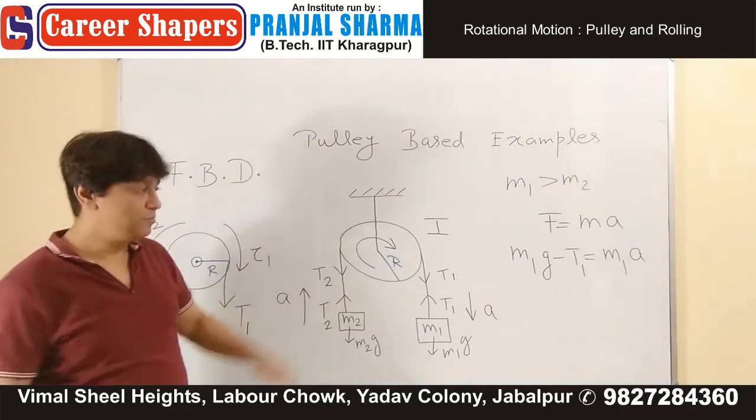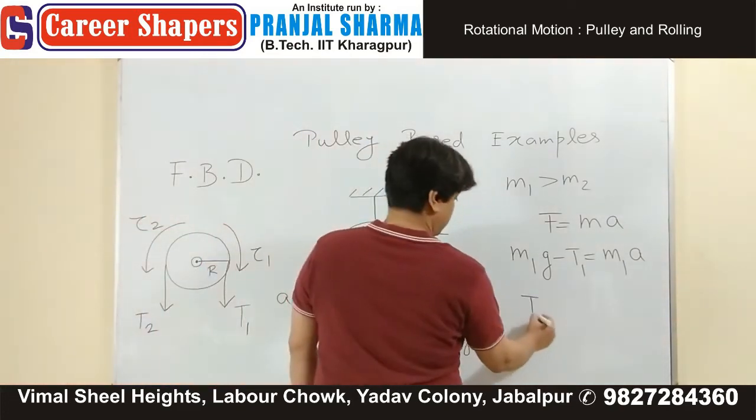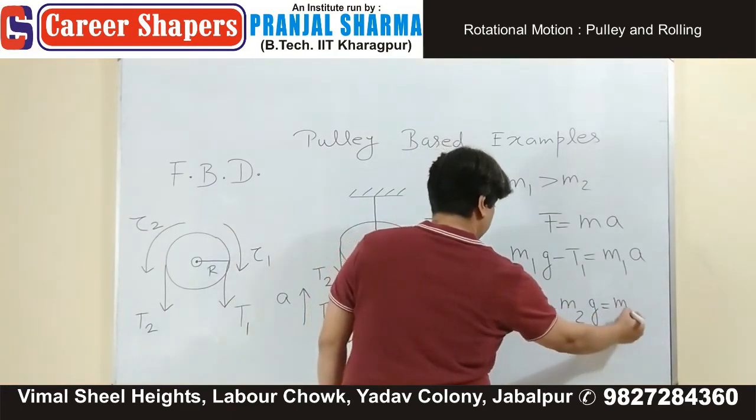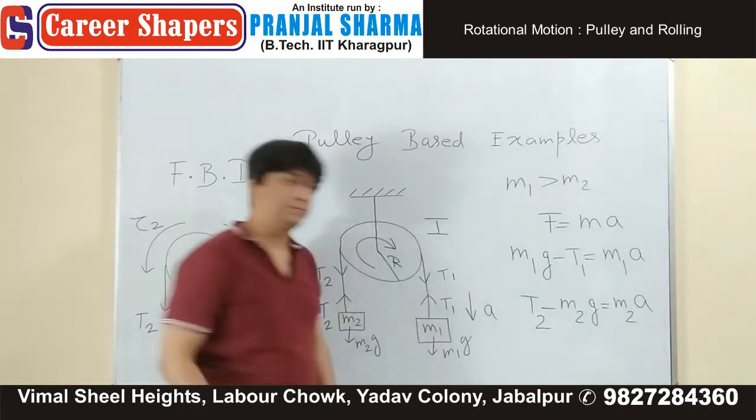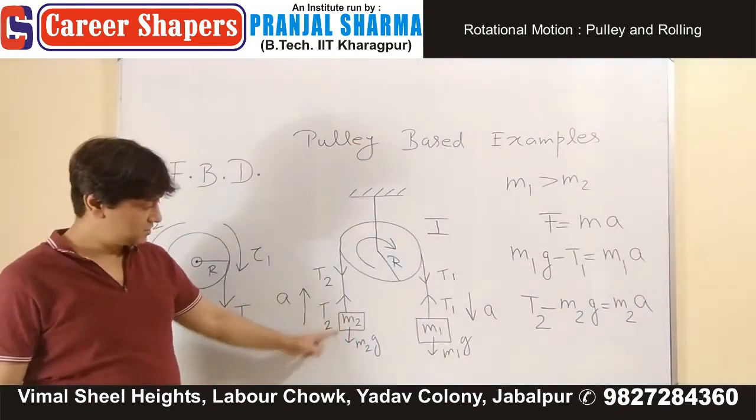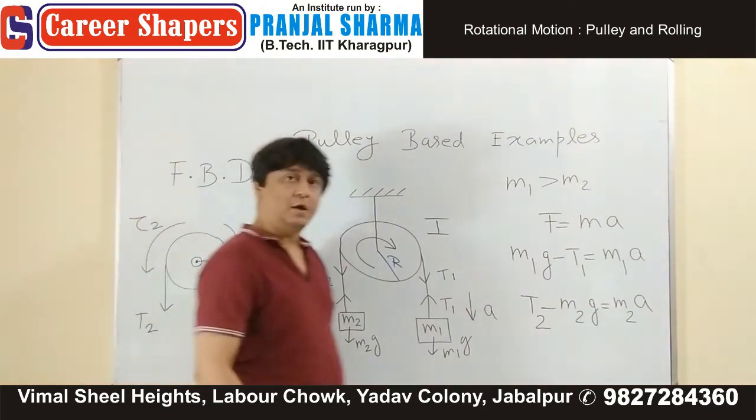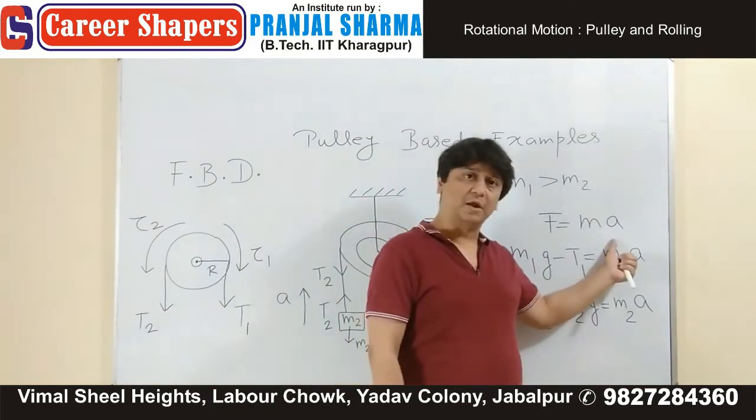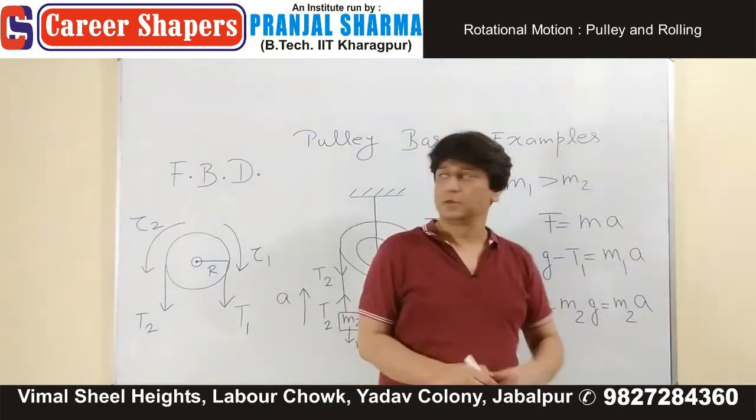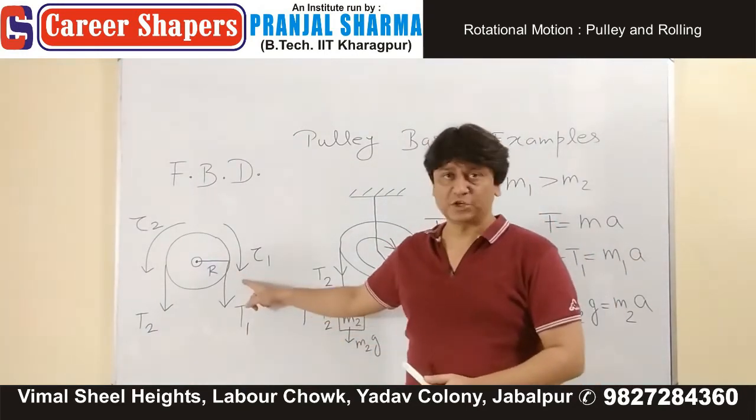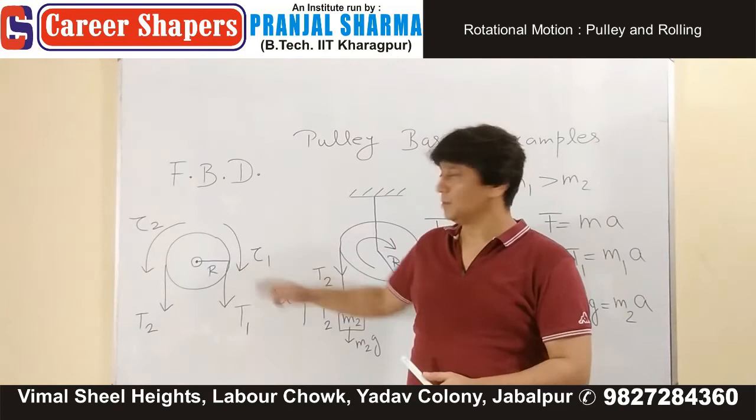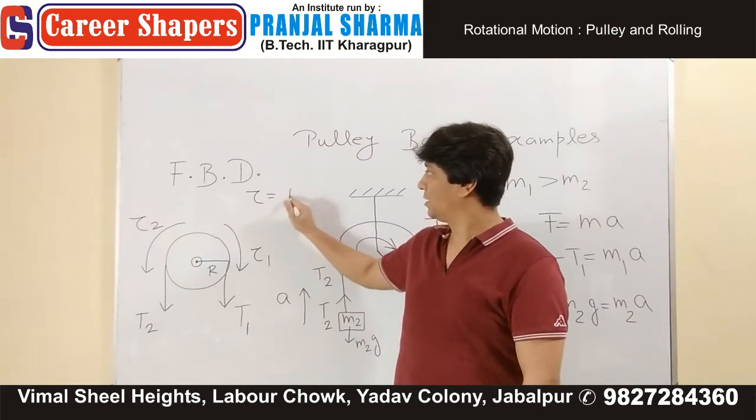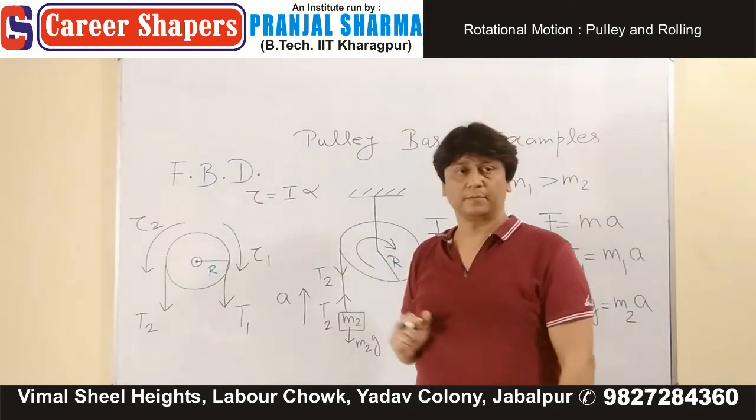And therefore for M2 the equation will be what? T2 minus M2G equals M2A. This minus this, mass into acceleration. These are the two equations with the help of F equals Ma, which is what? Linear motion. What is this? Rotational motion. For rotational motion, we will be using what? Tau equals I alpha.